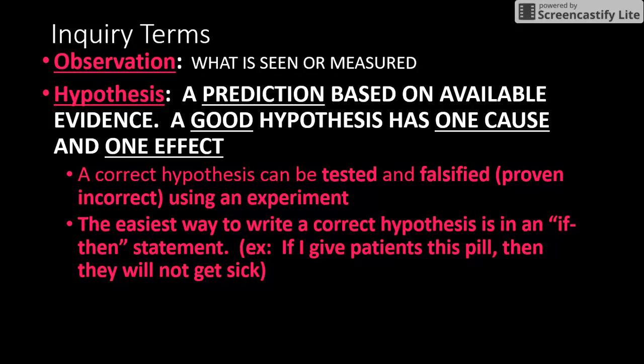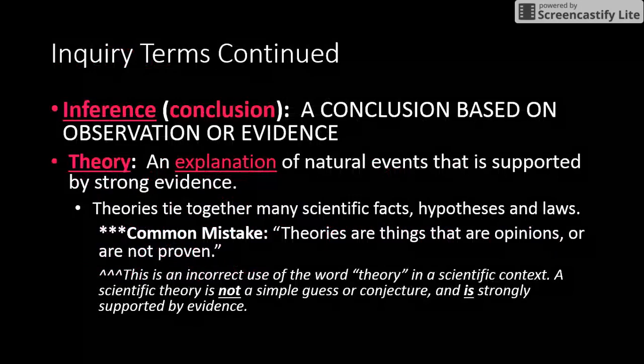Hypothesis, very first thing we do before an experiment. It is a prediction about what you think is going to happen. So a good hypothesis has one cause and one effect. If we add in too many causes, we're going to screw up our results. Okay, inference is a conclusion.